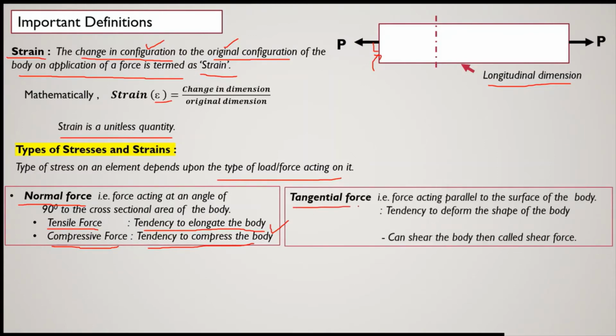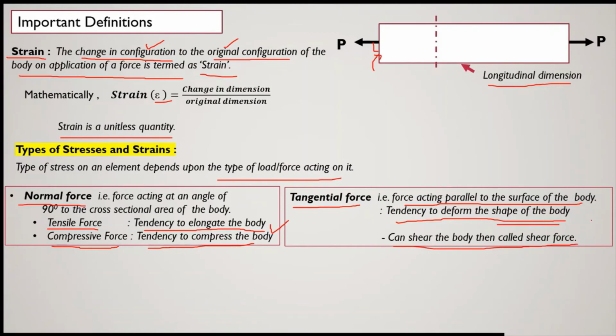Third one is the tangential force. It's very important. It is the force acting parallel to the surface of the body. Now if the force is not a normal force but is acting on the surface, then it has the tendency to deform the shape of the body. Here, earlier, deformation was related to its length, that means the longitudinal dimension, but here deformation is a change in the shape of the body. So the body can get distorted or it can shear.